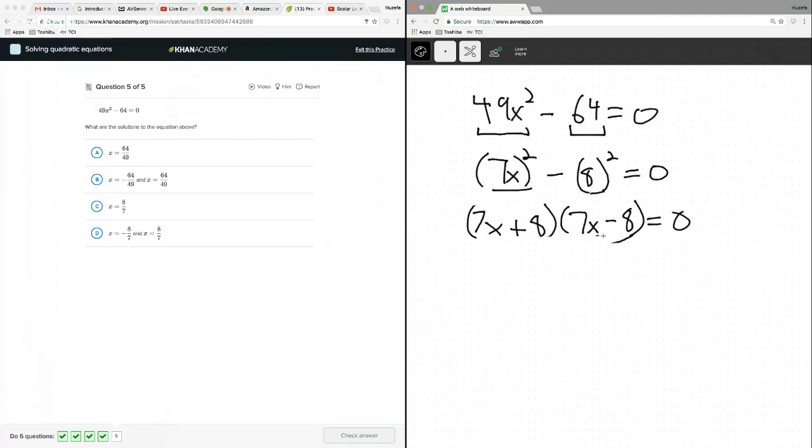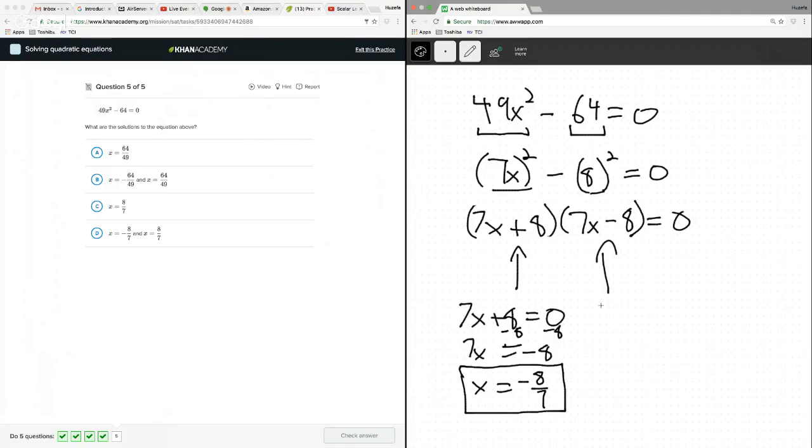Now we want to know the solutions above. Remember, with these terms, when this is set equal to 0, we just need to know when this term is going to go to 0 and when this term is going to go to 0. So we can write it out individually. 7x plus 8 equals 0. 7x, and then we have to subtract 8 from both sides. 7x equals negative 8. X equals negative 8/7.